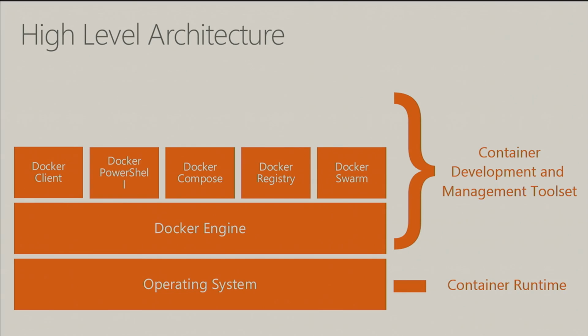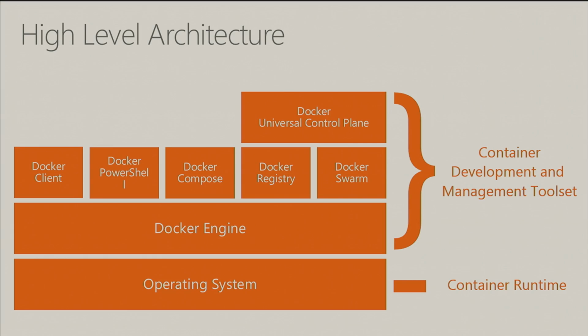On top of that, we have different tool sets that talk to the Docker engine. So the Docker client, Docker PowerShell, Compose, Registry, Swarm. All of these tools talk to that engine underneath. And then even on top of that, we have things like the Docker Universal Control Plane, other orchestration engines that can talk down through this stack, right?